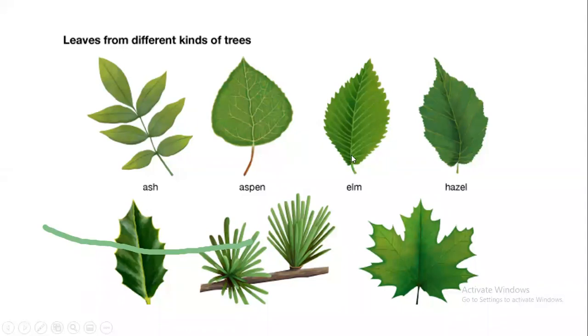Okay, here you can see that the edges of the leaves are sharp. Okay, here is also the same case, and this leaf is very different from others. So you can see that there is a variety of leaves on the different trees. Okay, it depends upon the kinds of trees.